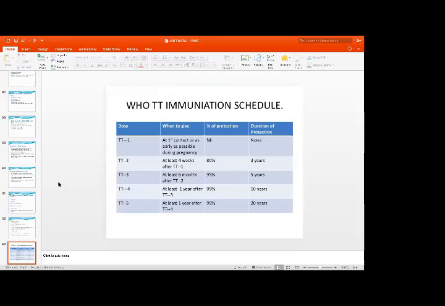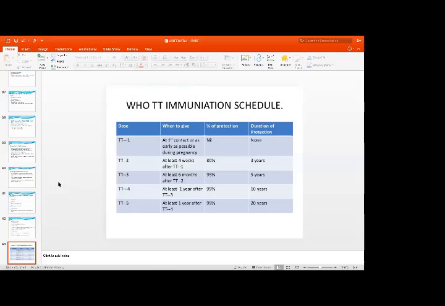This is the immunization schedule for tetanus toxoid. There are 5 doses of tetanus toxoid. The first dose is given at initial contact, as early as possible during pregnancy. The second dose is given 4 weeks apart. It gives 80% protection, and the duration of protection is for 3 years.